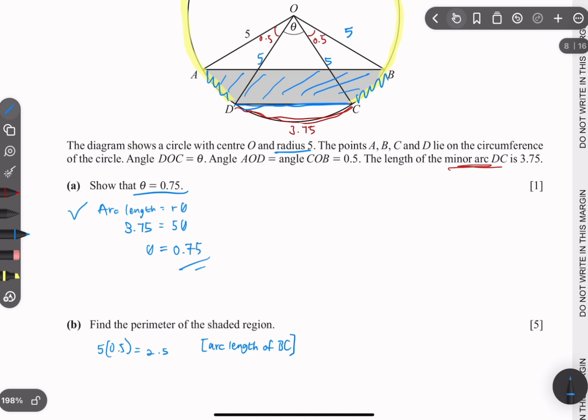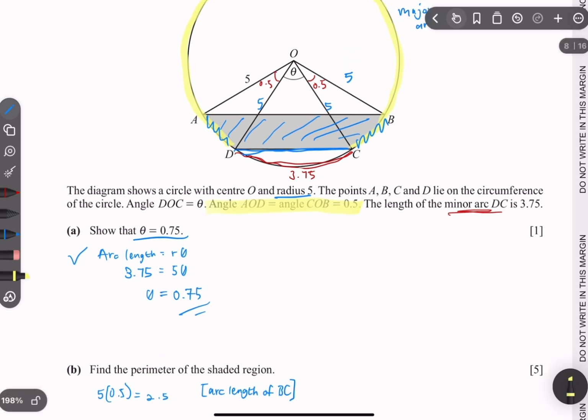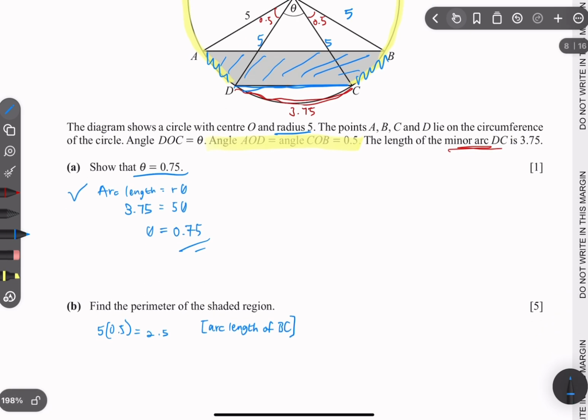Okay, since the question mentions that angle COB and angle AOD is 0.5, and both of these triangles have the sides 5, 5, we can tell that these triangles are equal. So the length of CB should be equal to the length of AD. So we don't need to find the length of AD again. We can find the length of CD now.